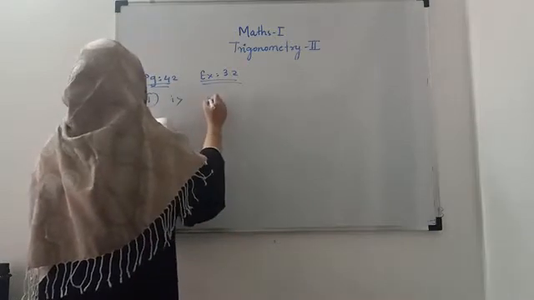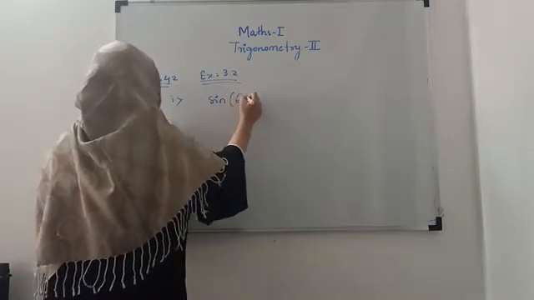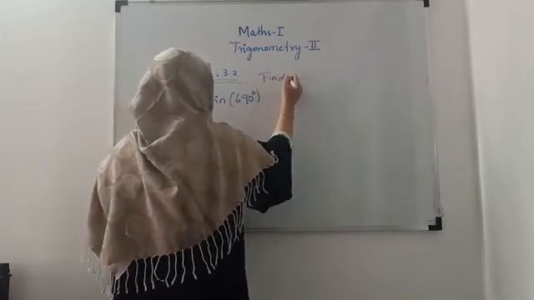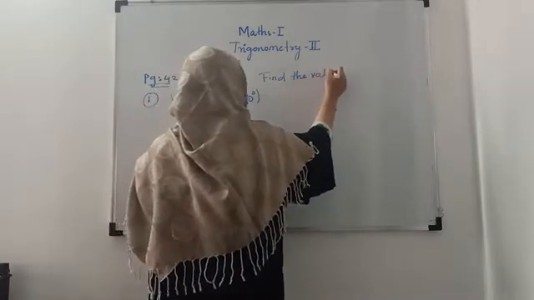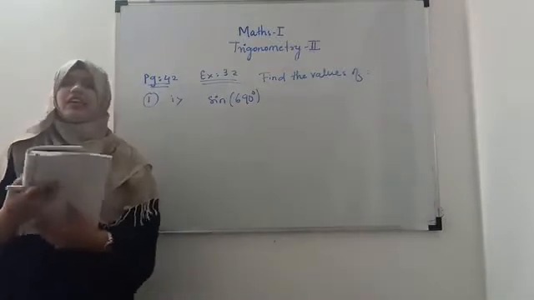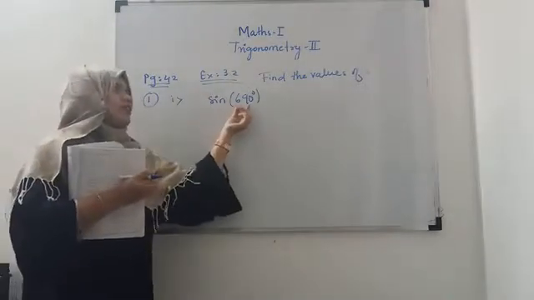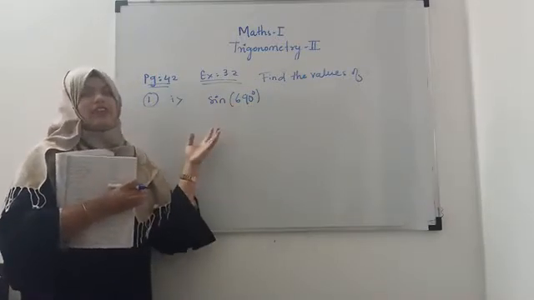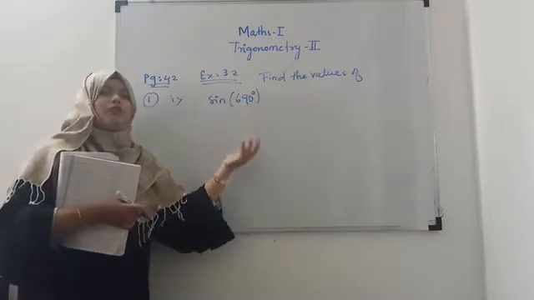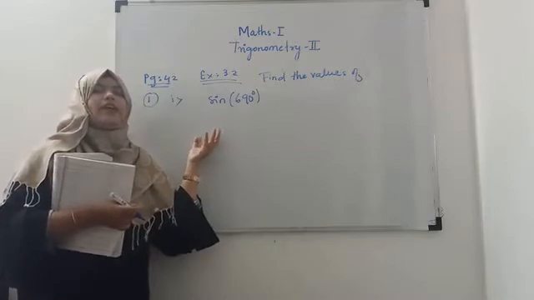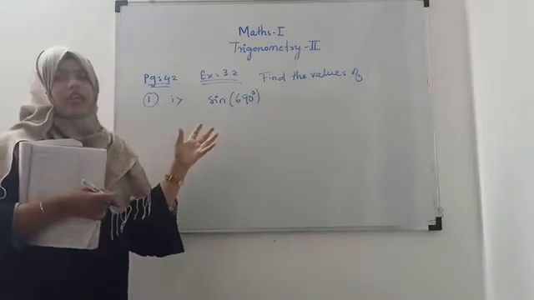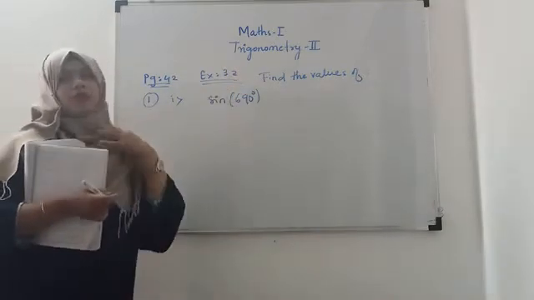So the first one is sine 690 degree. The question is, find the values of the following. Okay, so the first is sine 690 degree. We know that whenever we get some angle like 690, 700, what we'll do is split this angle into multiples of 2 pi, so that I can apply the formulas for the allied angle. So by using subtraction and addition, I'll convert this angle into multiples of pi.